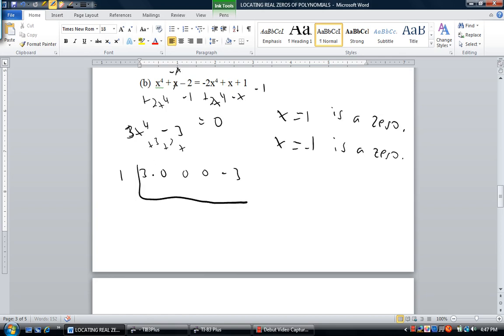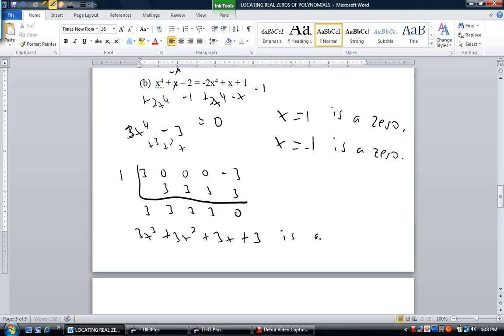So watch that. 4, 3, 2, 1, constant. So bring down the 3, multiply 1 times 3, add. 1 times 3 is 3, add. 1 times 3 is 3, add, and you get 0. Since this is x to the 4th, this leading coefficient is for x cubed. So we got 3x cubed plus 3x squared plus 3x plus 3.